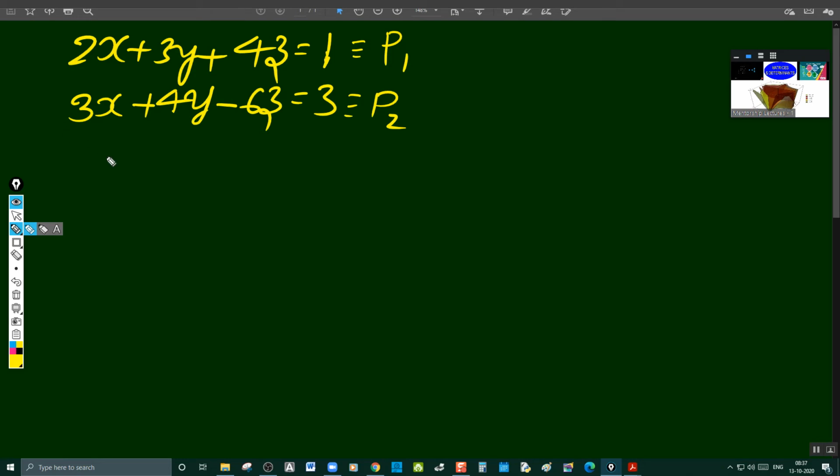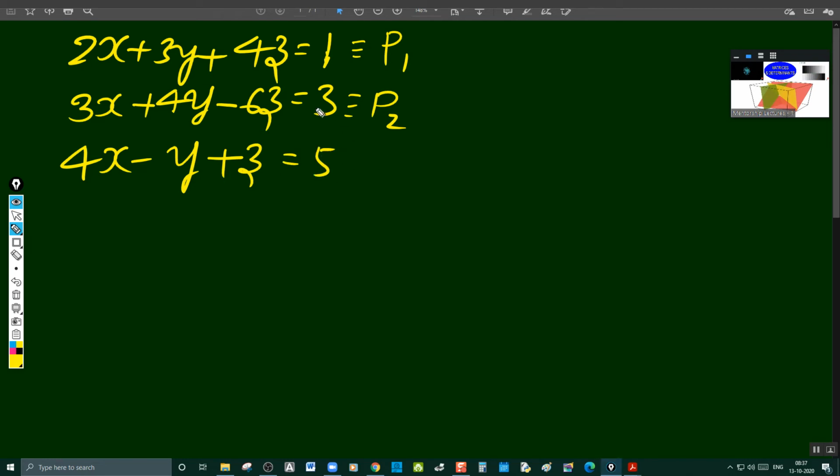So, let me take one more plane like this, 4x minus y plus z is equal to something like 5 I have taken. Now, it will have a unique solution. If it has a unique solution, what happens? Your delta, the determinant of the coefficients matrix, must be non-zero. That is clear.